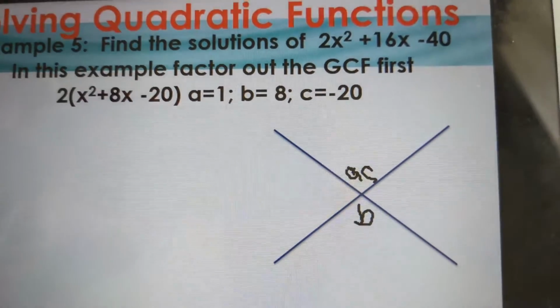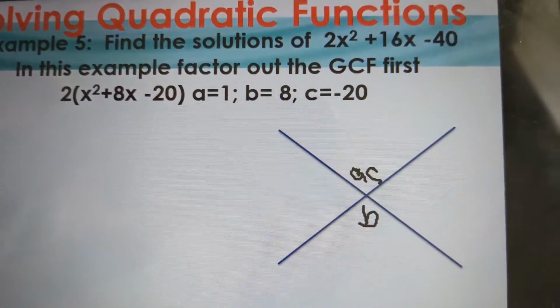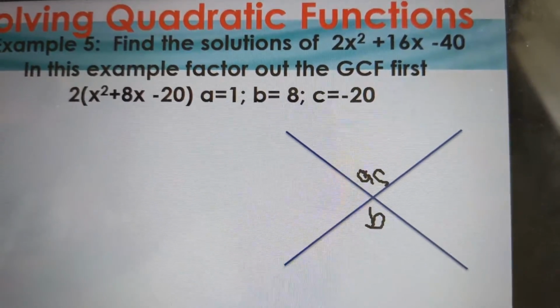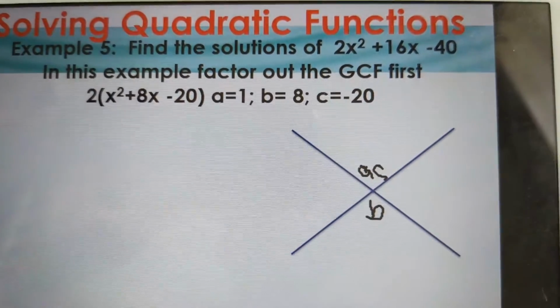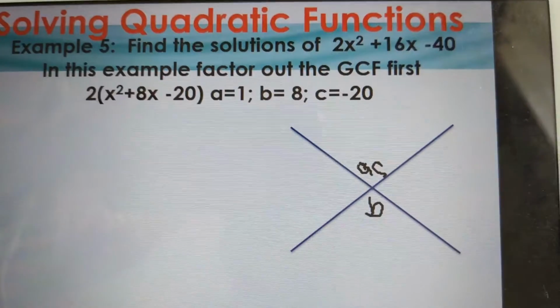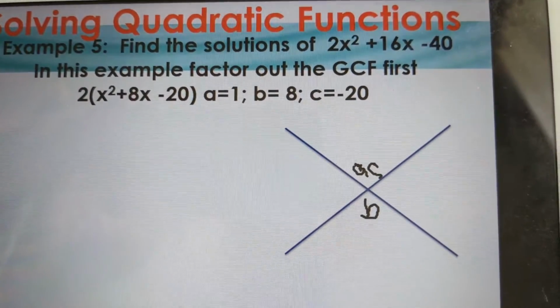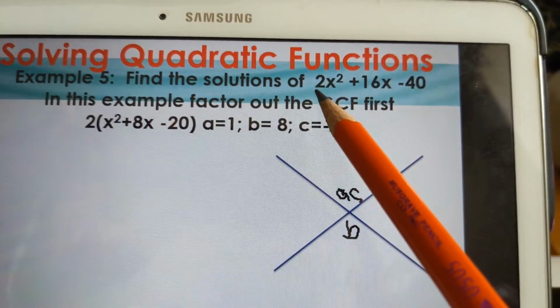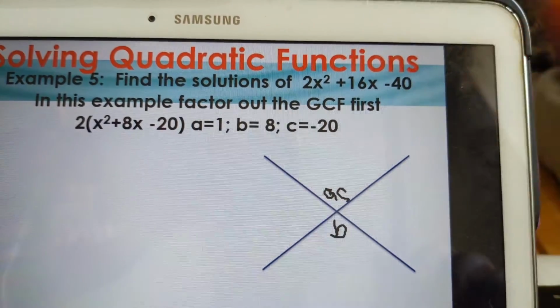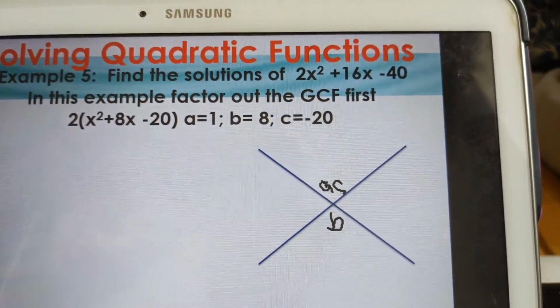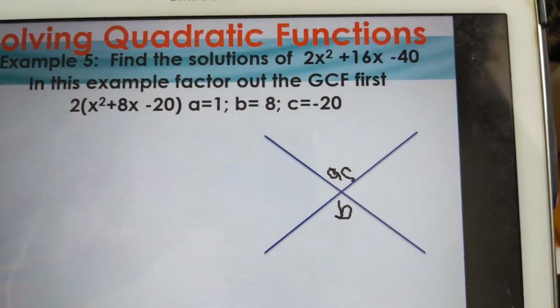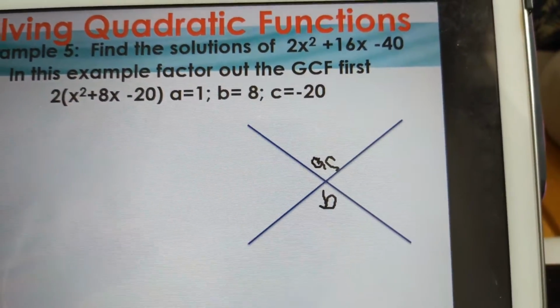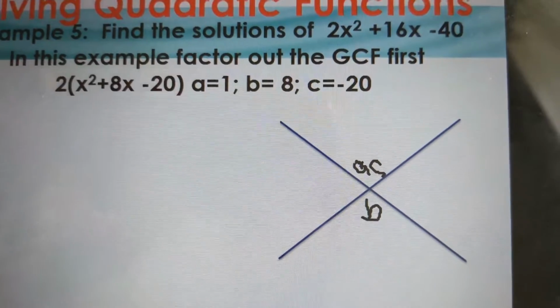My equation starts with 2x to the second power plus 16x minus 40. And it says in this example, first thing we want to do is factor out the GCF. Now, if you can recall, the GCF is going to be our greatest common factor. There is a number that divides by 2, 16, and 40 all at the same time. So that number is 2 because 2 divides by 2, 16 divides by 2, and 40 also divides by 2.